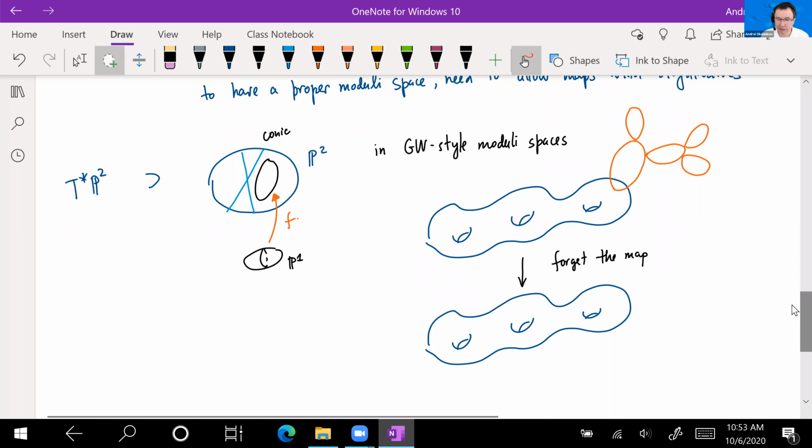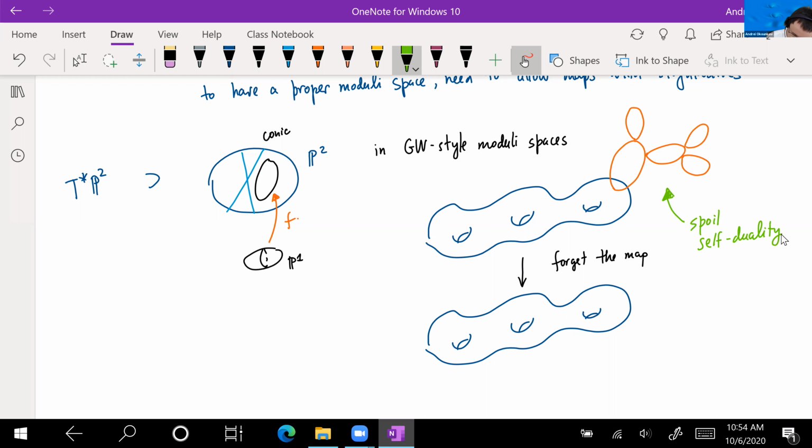However, this is all good from the point of view of these Gromov-Witten style spaces, they do have a perfect obstruction theory, but these bubbles really spoil the self-duality for these spaces.